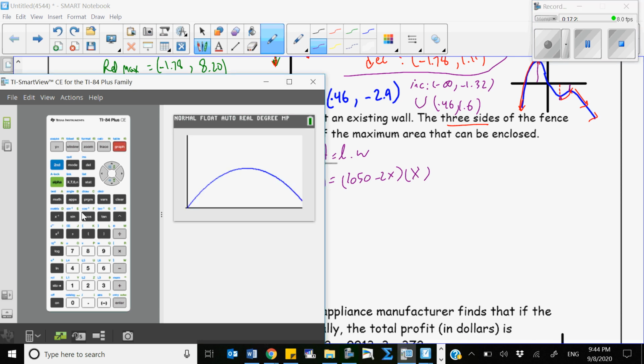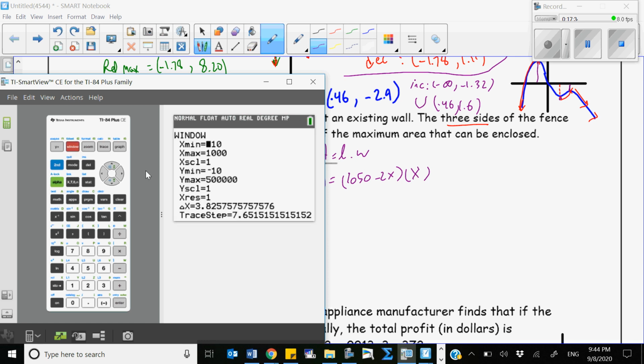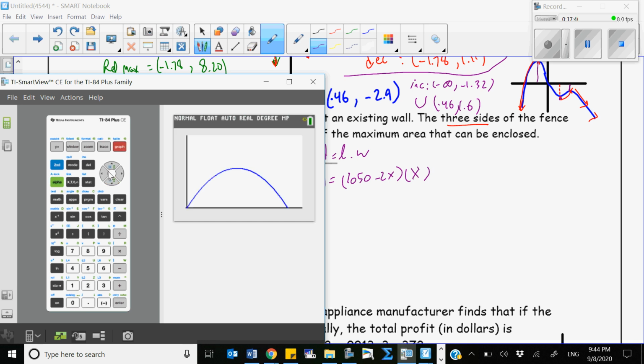Let's see what happens. Okay, so this one looks better. Now I have almost all parts of my graph. I can even make the x value a little bit bigger. Let's make it 1,200. Okay, this is really perfect. So that's the graph of my function, which shows the area of this rectangle with respect to x.